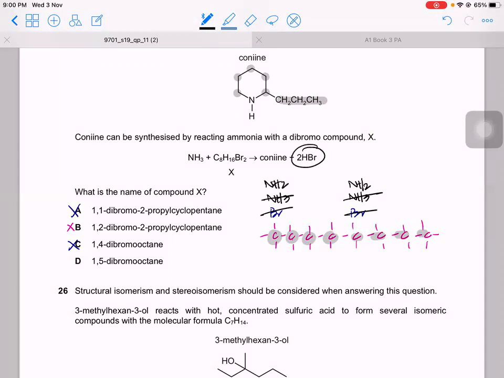Now, if we try to make it into a ringed structure, how many carbons would the ring have? 1, 2, 3, 4, and 5. And that's exactly what you see here. When you make it into a cyclic compound, it has 5 carbons. And anyway, when you go from acyclic to cyclic, you lose hydrogens. So you see, you have 5 carbons in the ring, just like you have it here. And you have 3 carbons on the side chain. Do you see you have 3 carbons right here on the side chain? Therefore, the answer is D.